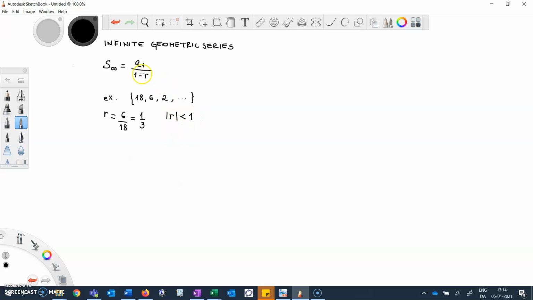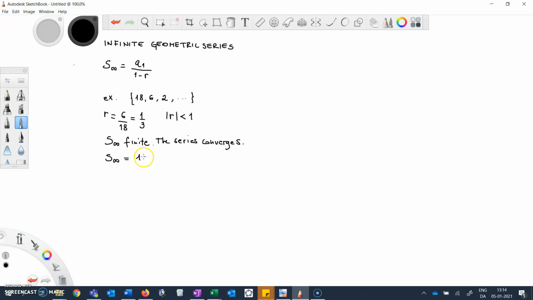And therefore we can proceed because we know that the sum of the infinite terms that are given by the sequence is actually finite. So it means that the series, we say, converges. If this would not happen, we say that the series diverges. Next, we take the formula and we just plug in what's the first element and what's the common ratio.